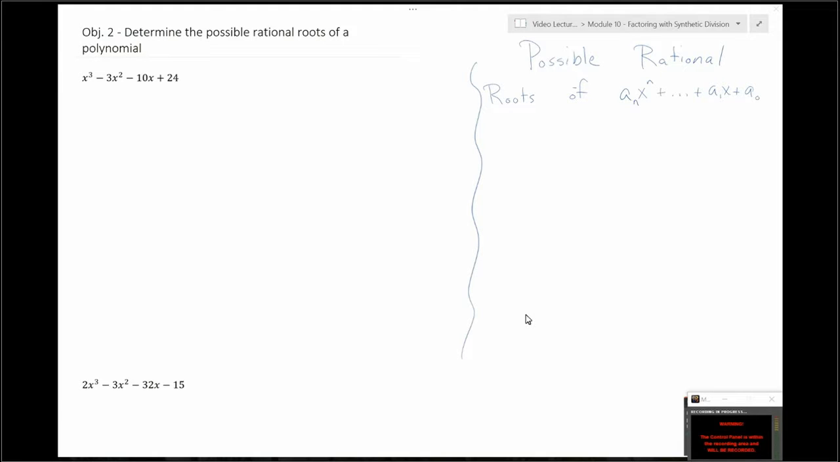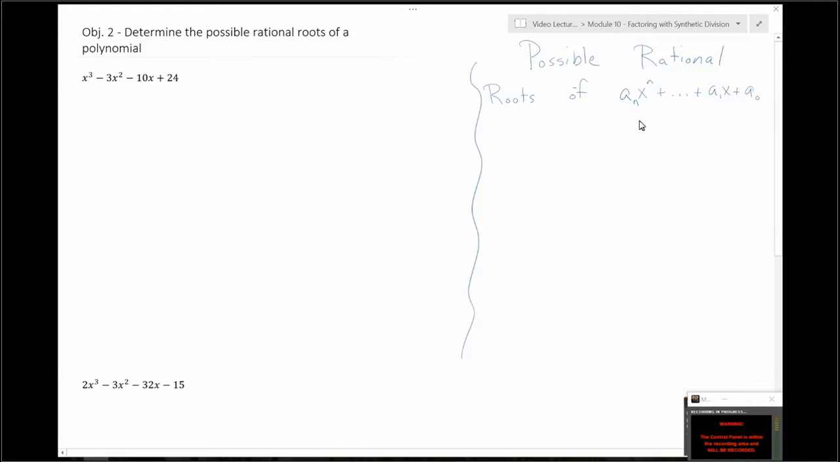Hello. In this video, we're going to look at how to determine the possible rational roots of a polynomial. In the last video, we left off with a sneak peek that synthetic division can be used to factor polynomials. In order to do that, we needed to figure out what we're going to divide by. In the last video, it was x minus something. And what we're going to divide by in order to factor are the roots of the polynomial. So this is getting us set up so that we could figure out what to synthetically divide by in order to factor polynomials.